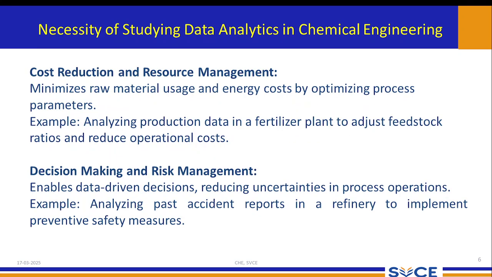Okay, coming to the next point, cost reduction and resource management. As I told you, when you optimize the process in all aspects, not only the material resources but also energy, obviously the cost will come down. Minimize the raw material usage and energy cost by optimizing the process parameters.